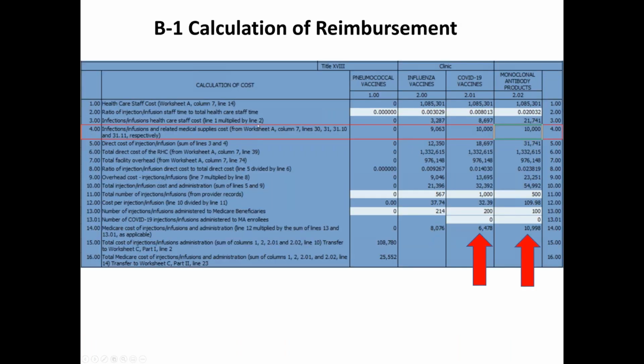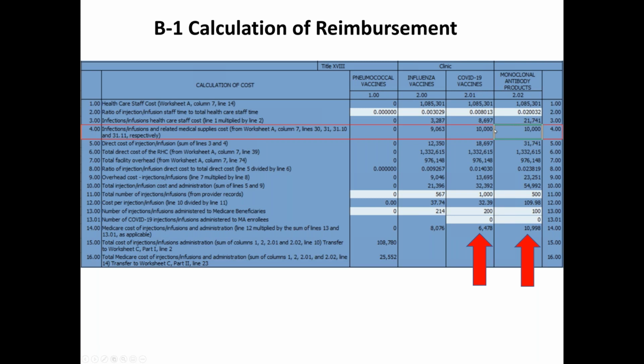And then this is how B-1 computes the reimbursement. You can see where pneumococcal is done, flu is done. This has been here forever, so it's always been this way. But now they've added this COVID-19 vaccines, and here's that 0.008 that I showed you earlier. Here's the 0.02 that we used here. This is your percentage of time that we talked about.